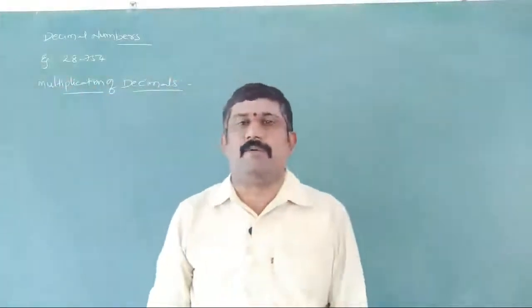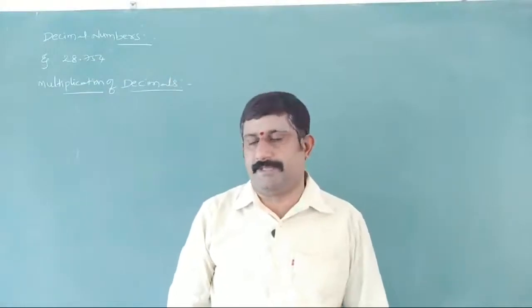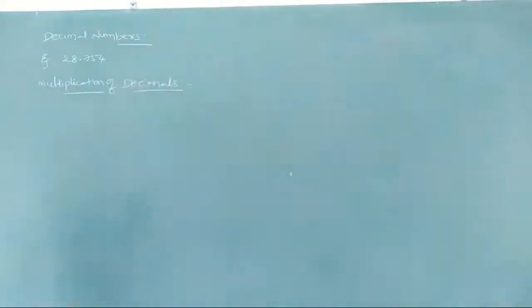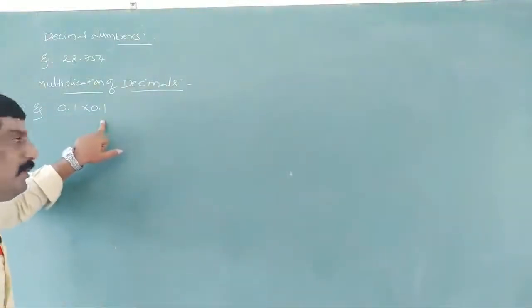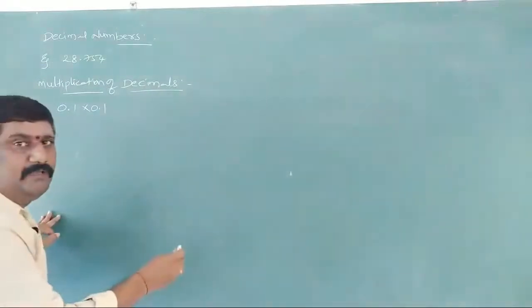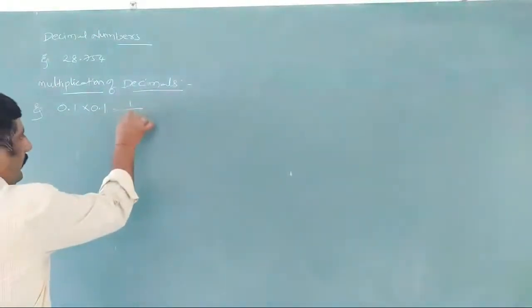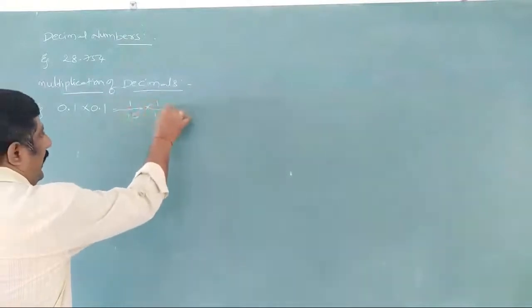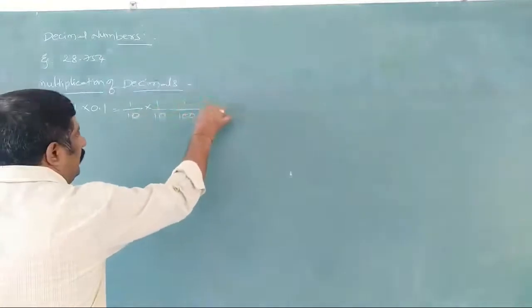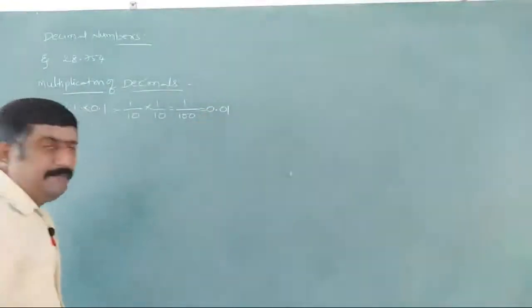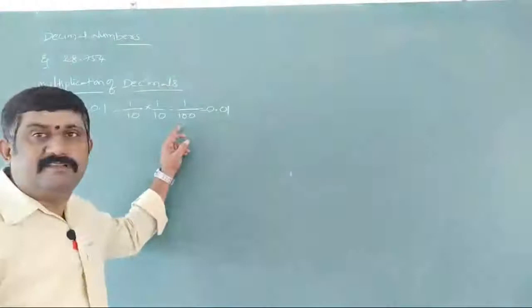Multiplication of decimals. How are we going to take multiplication of decimals here? Let us take first of all with the zeros. 0.1 into 0.1 I am taking here. So in our original method we go like this: 1 by 10 into 1 by 10, or else 1 ones are 1, by 10 tens are 100, so 0.0 we are getting. And even yesterday we discussed the same.